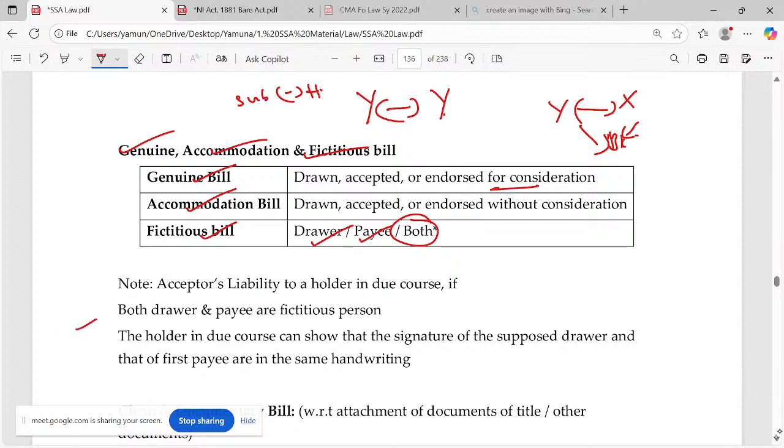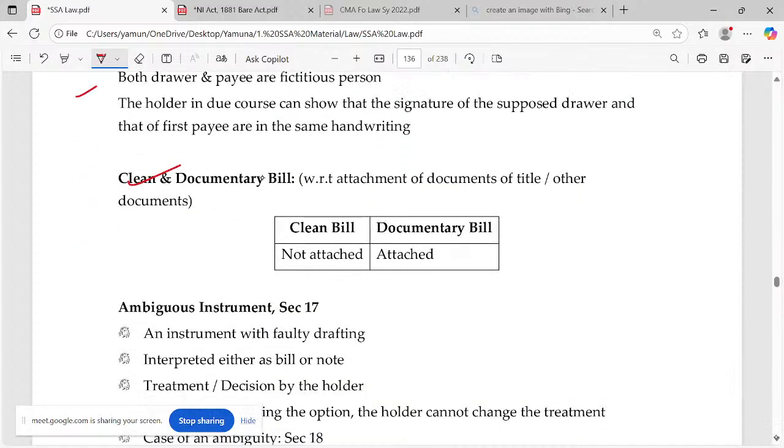This and all is normal. Let me go directly to the next content. Clean and documentary bill. A clean bill is one where nothing is attached. A documentary bill is one where, for security purposes, some documents are attached. Guarantee has to be given, so I attach some property of mine as guarantee. If it is like that, you call it a documentary bill. A charge will be created like that.